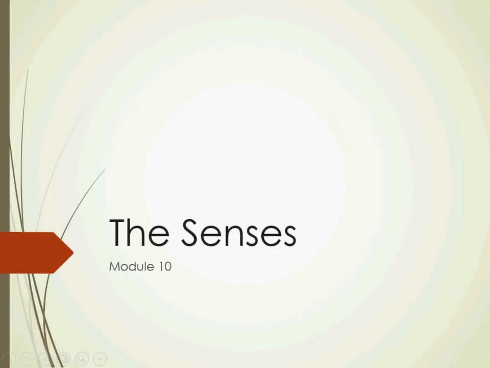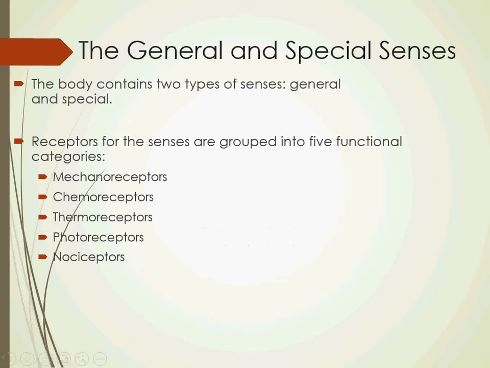Module number 10, the senses. There are two basic types of senses. You've got general and special. You also have receptors all throughout your body that are grouped into 5 functional categories depending on what they detect. Mechanoreceptors detect pressure. Chemoreceptors detect chemicals. Thermoreceptors detect temperature. Photoreceptors detect light, and nociceptors detect pain.